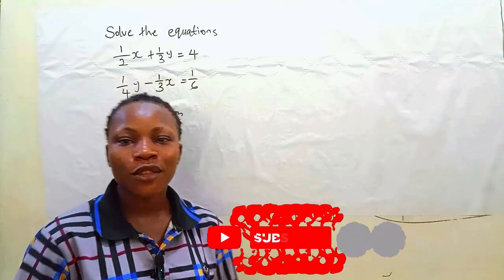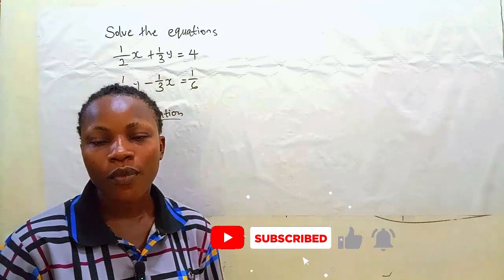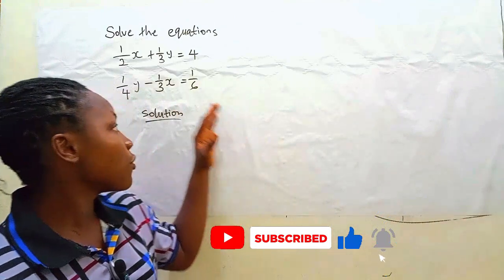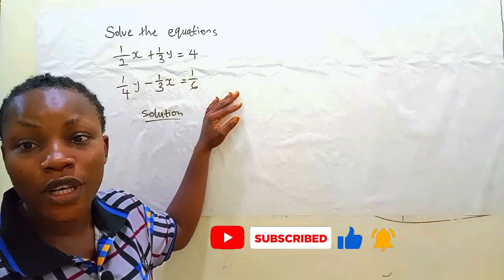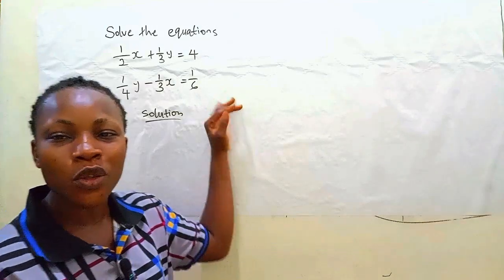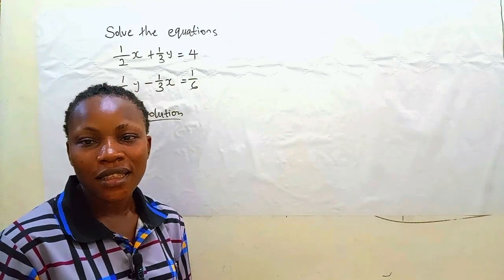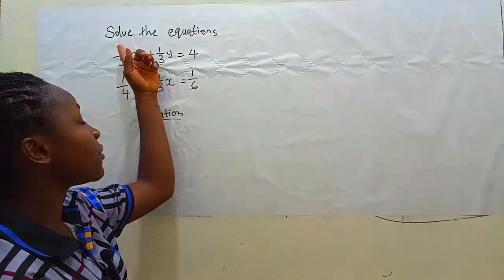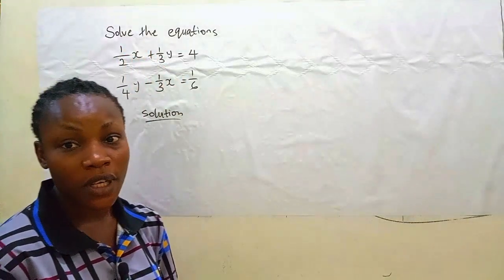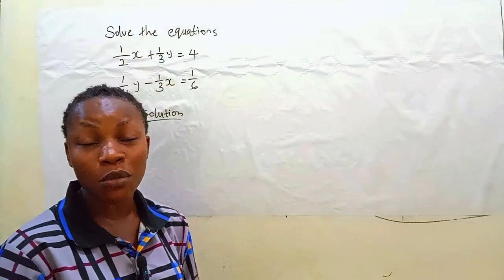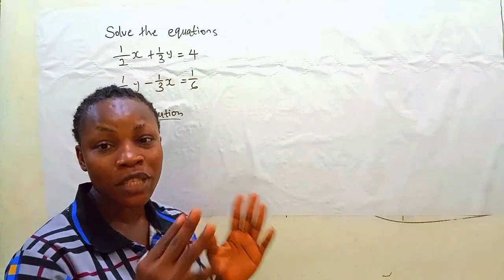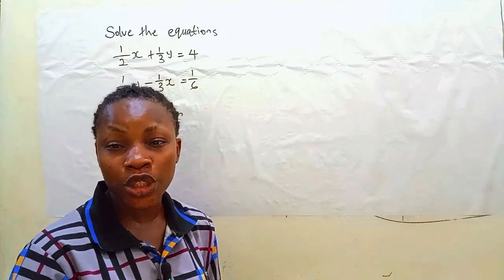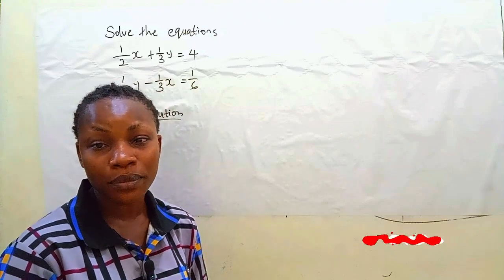Alright, join me again. Let's solve this equation. In this kind of equation, the first thing we have to do is simplify the equations by removing these fractions that we have here. For us to be able to remove them, we have to multiply each equation by its LCM.